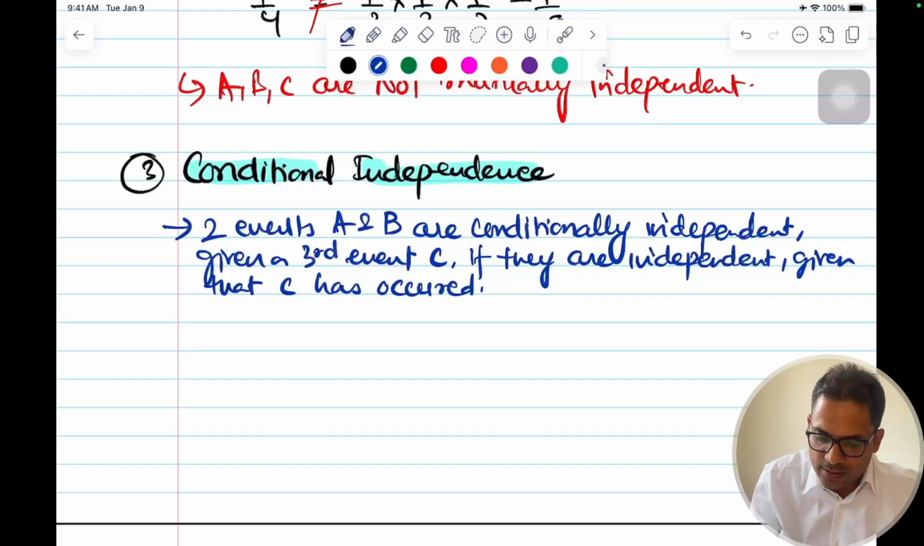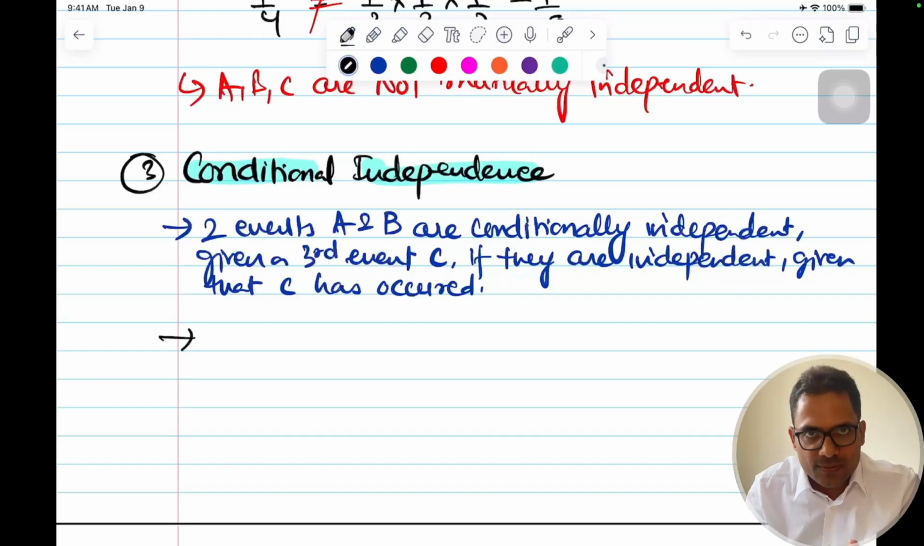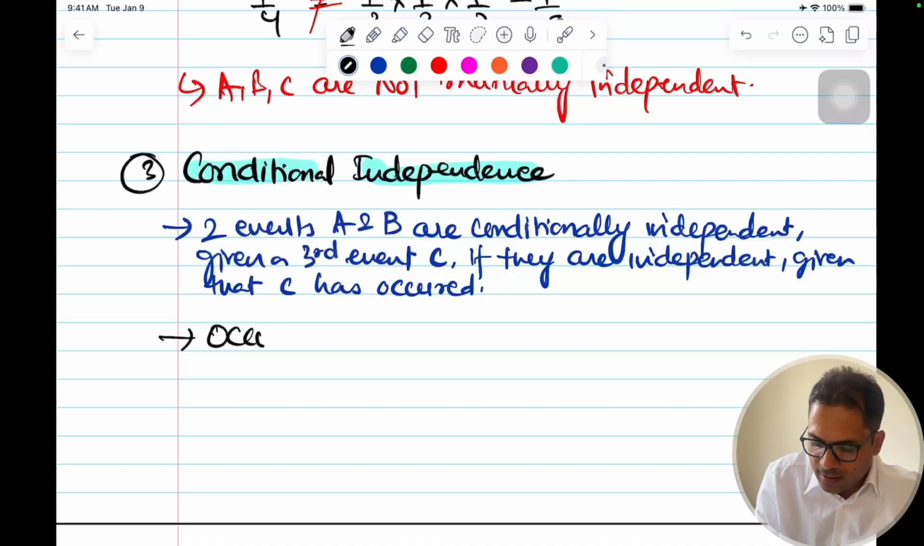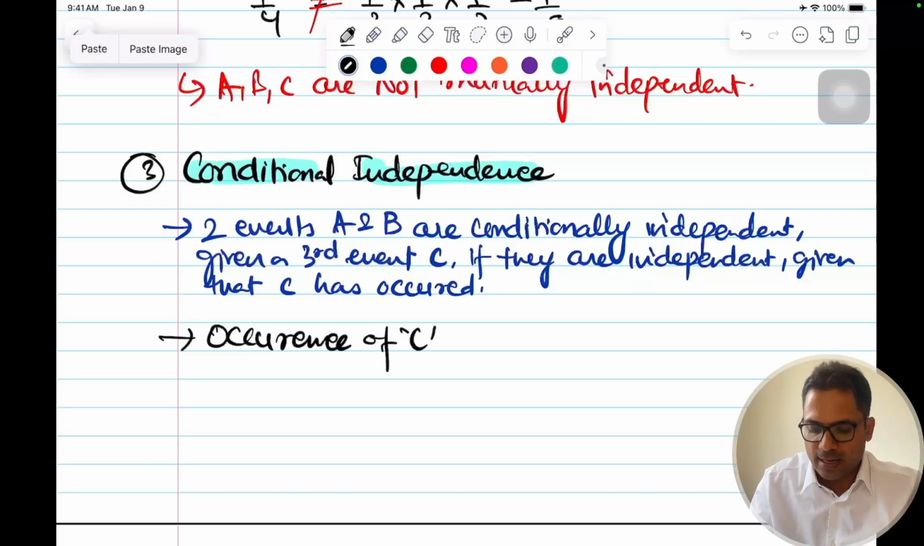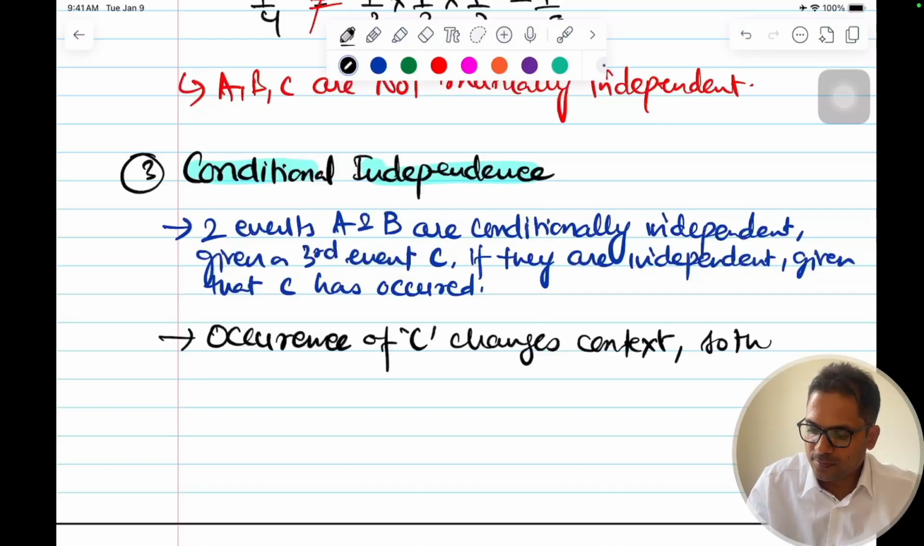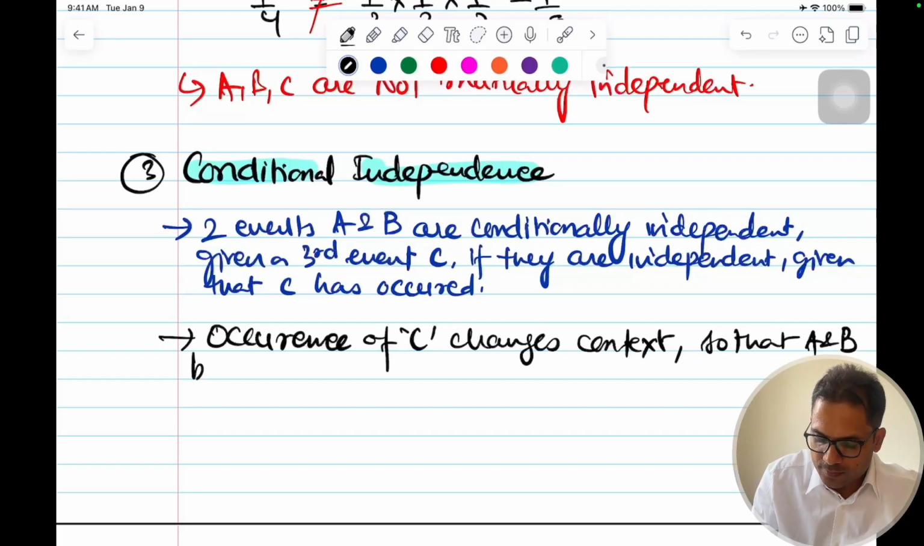So what do we know? In conditional independence, once we have new information or new context, once C happens, the new information changes the context. And now A and B, which earlier were not independent, have become independent. So we can write that the occurrence of C brings in new information and changes the context so that A and B become independent.